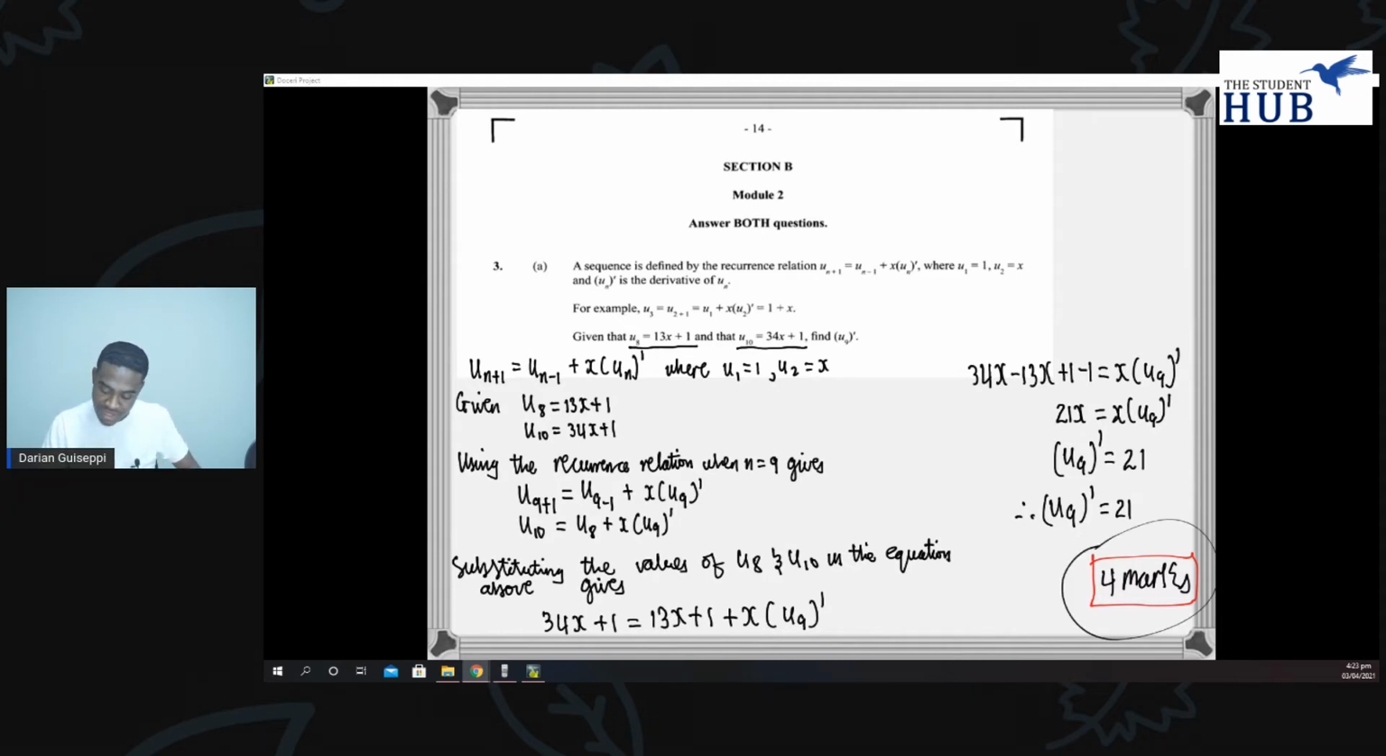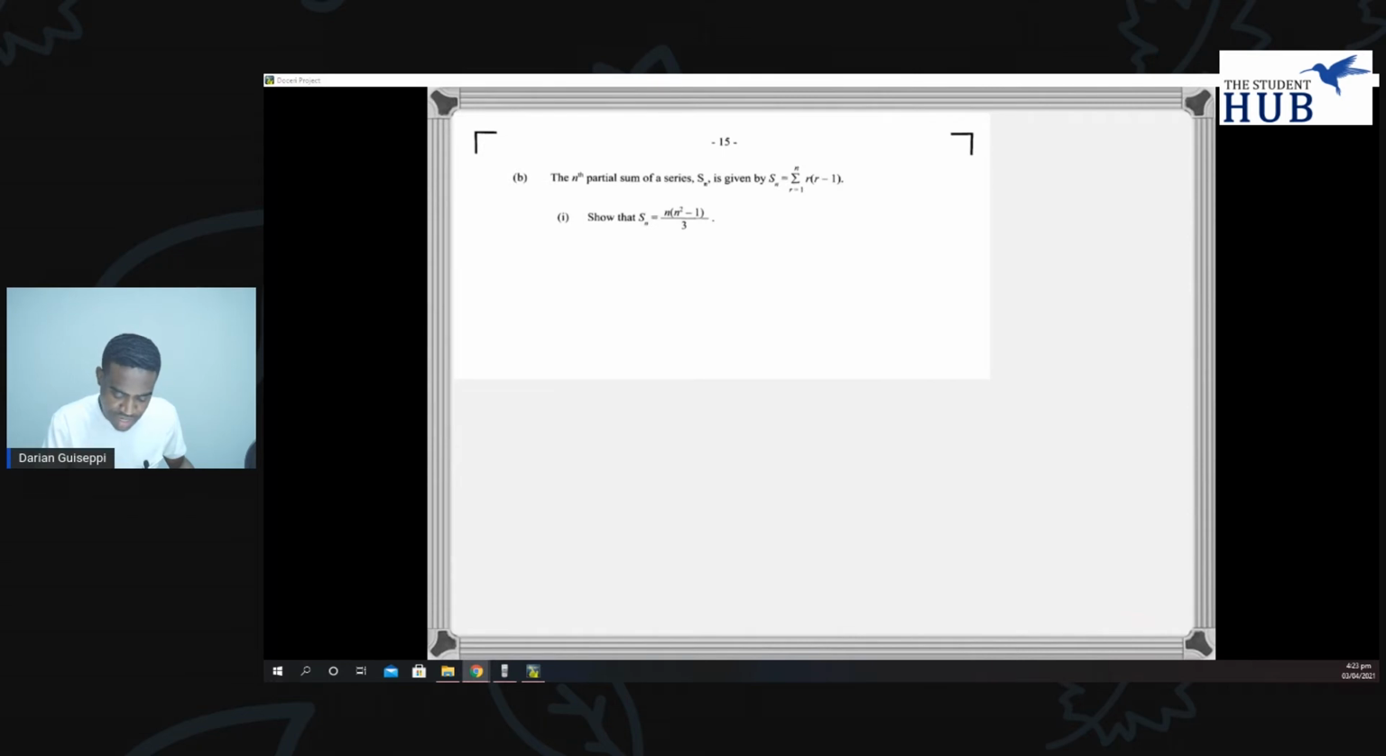And this is an easy 4 marks, easy 4 marks, and that's it. You collect the 4 marks and you go up the road, right? So that is the first part of question 3 completed there. Now we want to look at the second part. Let's look at the second part now.